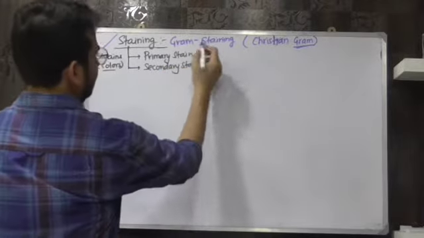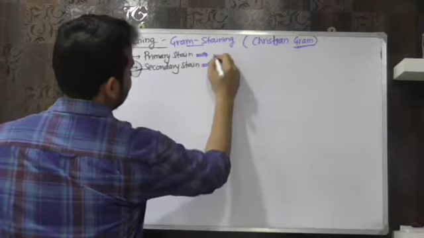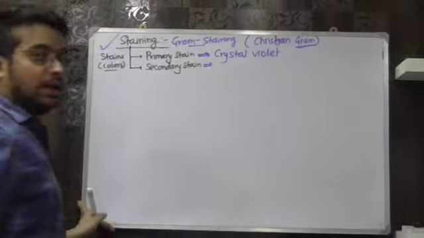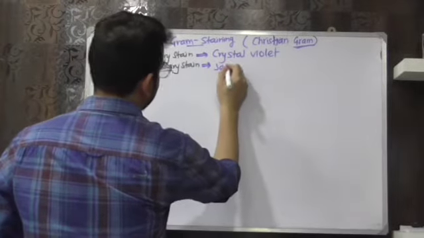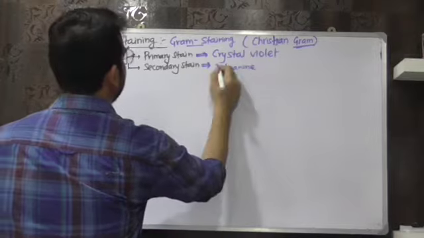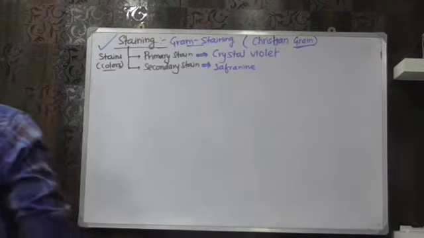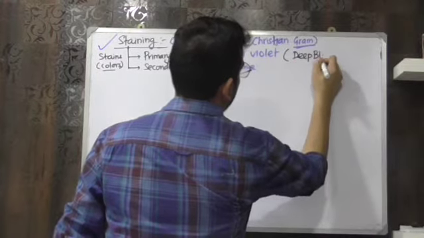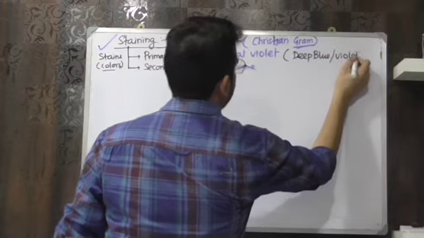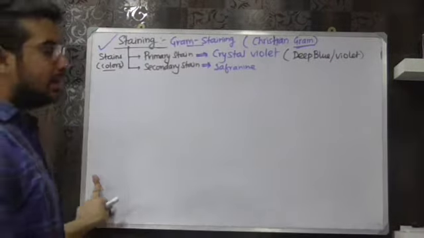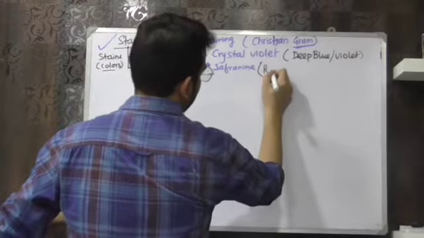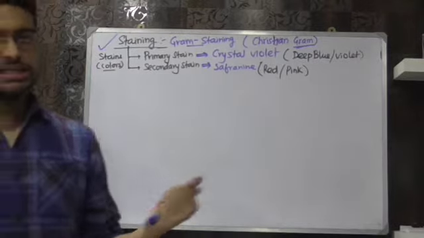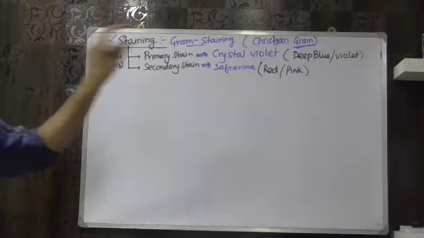Now, the primary stain used here is called crystal violet, and the secondary stain is called safranine. Please remember that crystal violet is deep blue or violet in appearance. On the other hand, safranine is red to pink, reddish pink, in appearance. It is based on their concentration. So remember these colors.